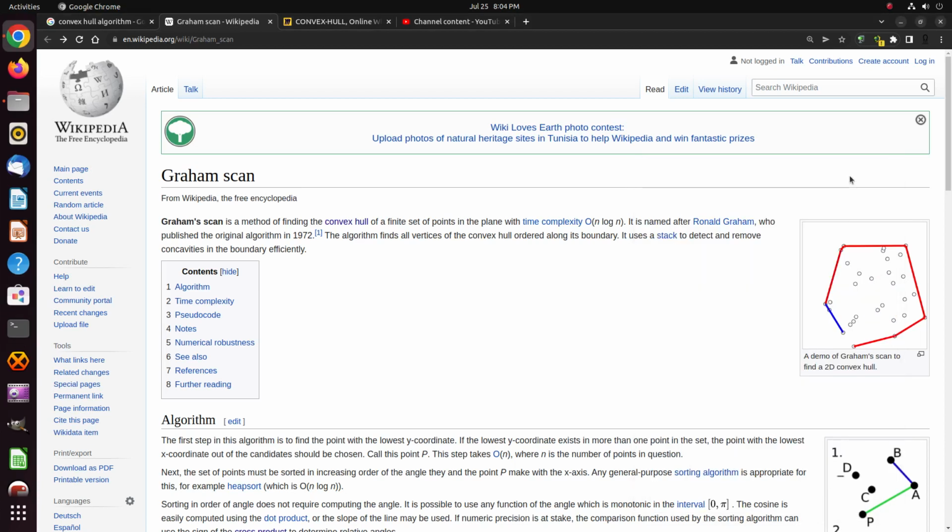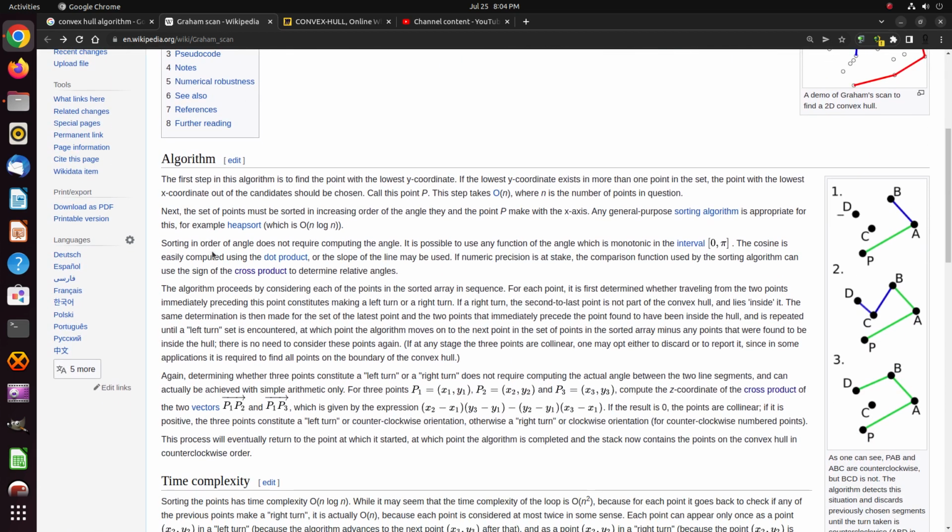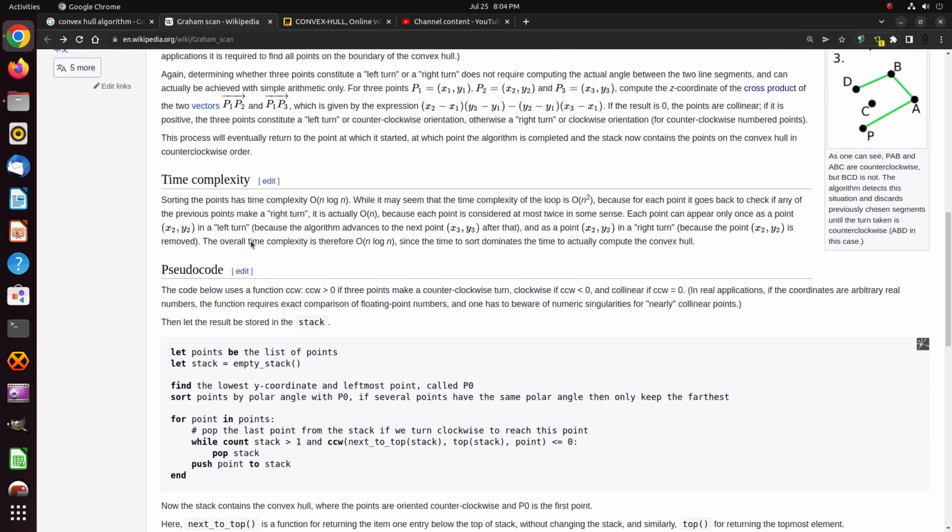Okay, guys, the Graham scan algorithm, let's get into it together. The main idea is to compute the orientation of a point with respect to the last two points in the hull. As you can see here in Wikipedia, the details of the algorithm, so the code.